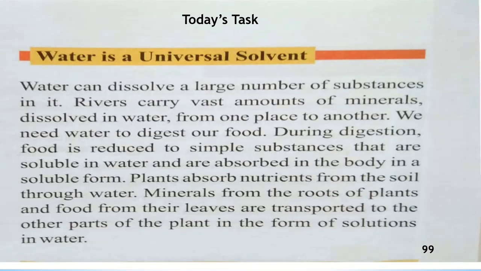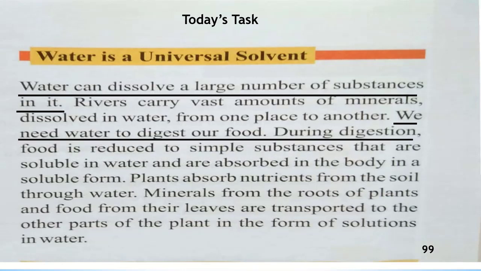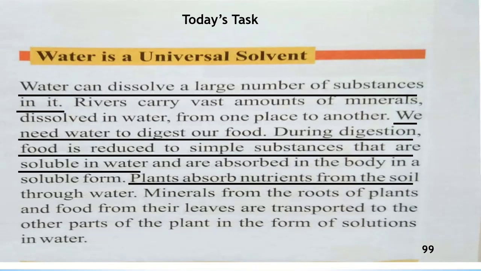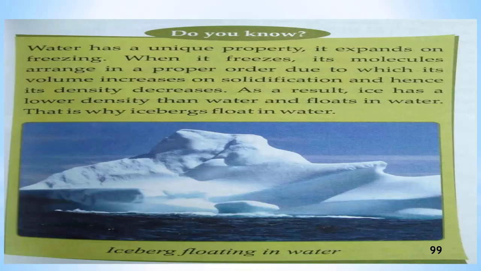Water को हम universal solvent कहते हैं, because it can dissolve a large number of substances. So water can dissolve a large number of substances in it. We need water to digest our food. During digestion, food is reduced into simple substances that are soluble in water. मतलब हमें digestion के लिए भी water की जरूरत होती है. Then the plants absorb nutrients from the soil through water. So in this way, water is a universal solvent. All of you highlight these points on page number 99 of your book.